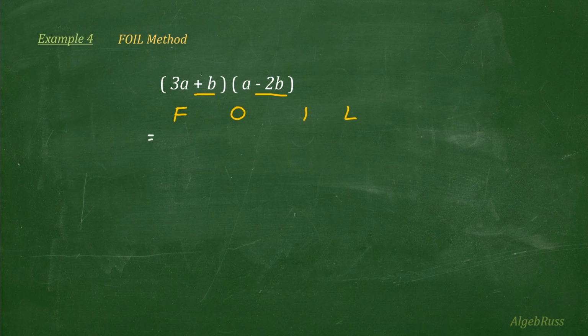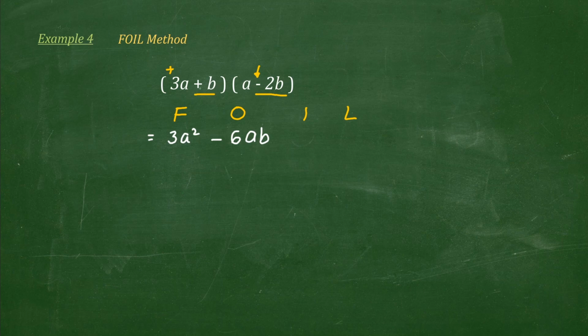First terms, 3a times a is 3a squared. Now, for the outer terms, you might want to be careful and do it step by step. Multiply the signs first. Positive times negative is negative. Then, the numerical coefficients, 3 times 2 is 6. Then the variables, a times b is ab. Hence, negative or minus 6ab.